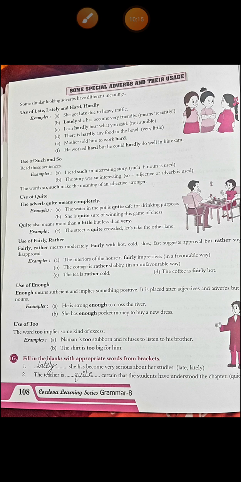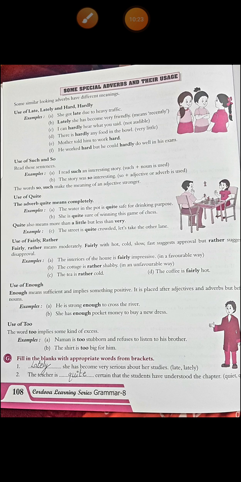Then the use of too. Too implies some kind of excess. If there's something in excess, then we use too. Naman is too stubborn and refused to listen to his brother. Means he's too stubborn, he's not going to listen to his brother. The shirt is too big for him. Means it's too big, we cannot wear it.